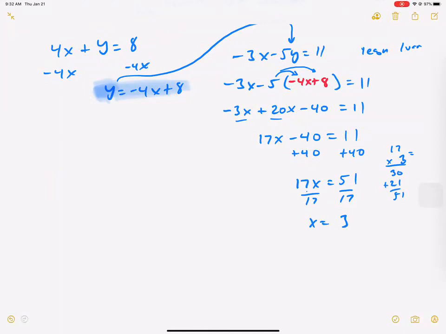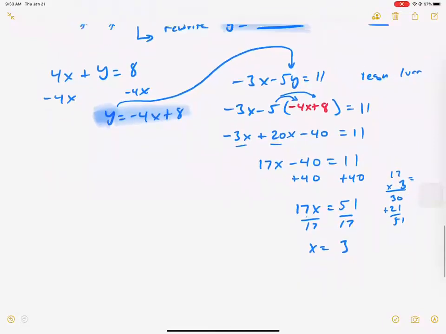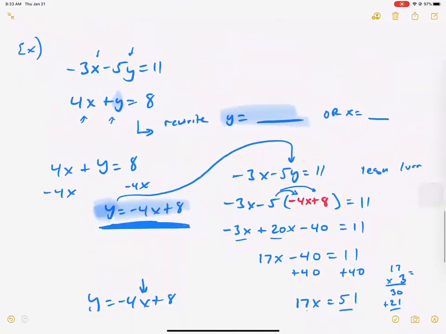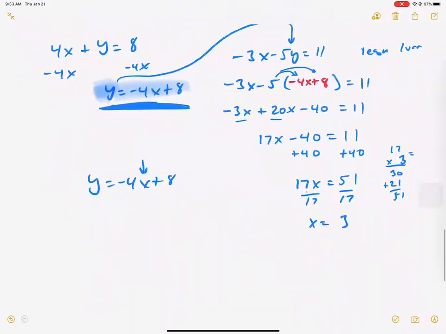Okay, now that we solved for x, are we done yet? Did we solve for the whole system? We've just solved for the x's. Let's go back and solve for the y's. Now, the cool thing is that we already have a y problem. We can say y is equal to negative 4x plus 8. If you give me your x, I'll give you your y's. If you want to plug into the other equation, sure, negative 3x minus 5y, you could do that too.